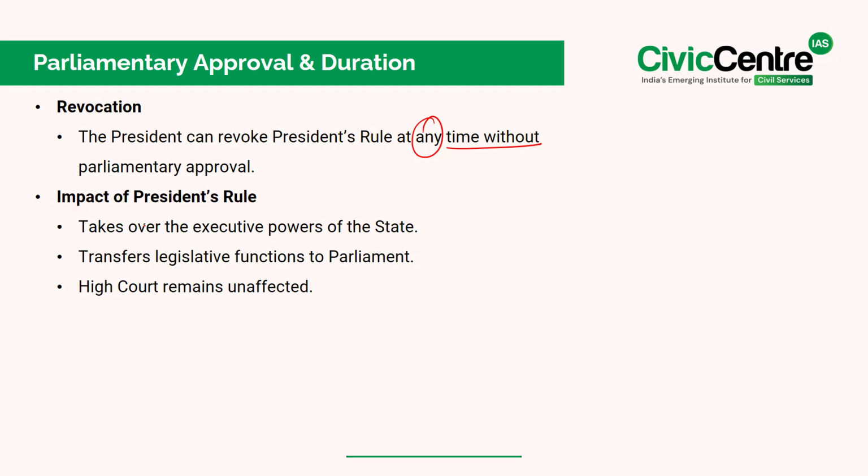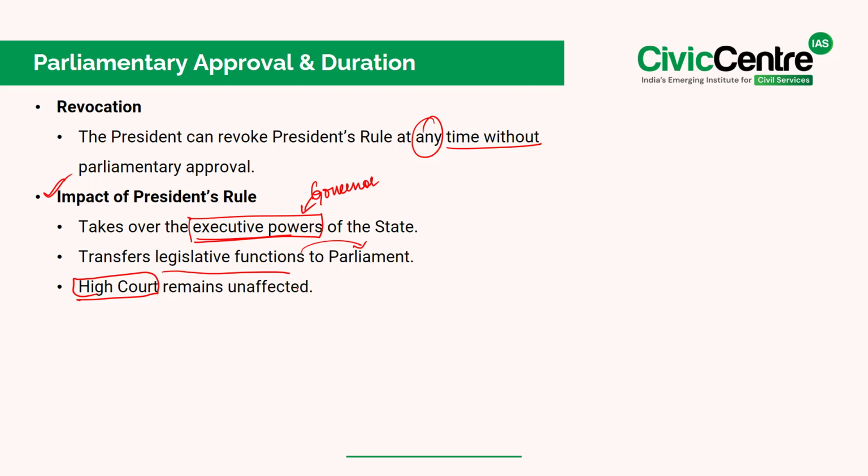And now, if you see the impact of President's rule across the executive, legislative and judiciary structures, when it is imposed, the governor assumes executive responsibilities acting as the representative of the President of India. And at the same time, the state legislature is either suspended or dissolved, and its legislative functions are transferred to the parliament, enabling union government control over state affairs. However, the judiciary remains unaffected as the state high court continues to function independently.